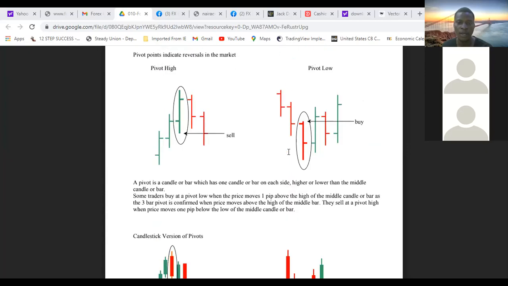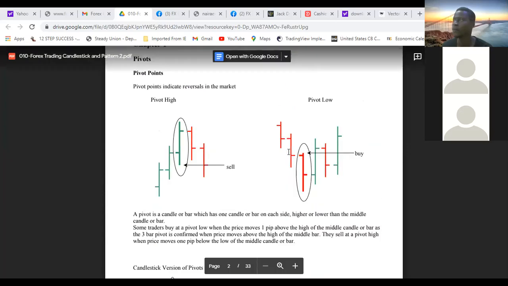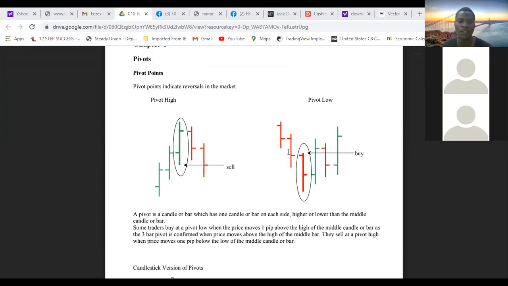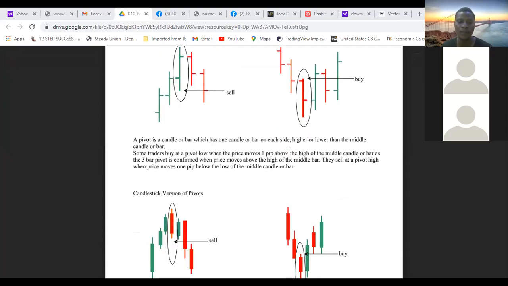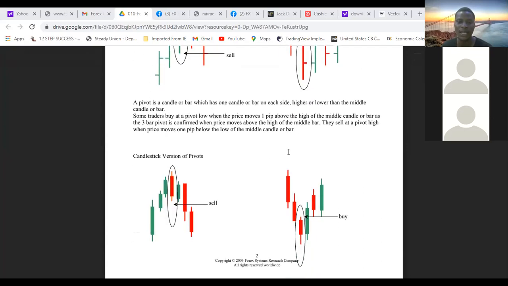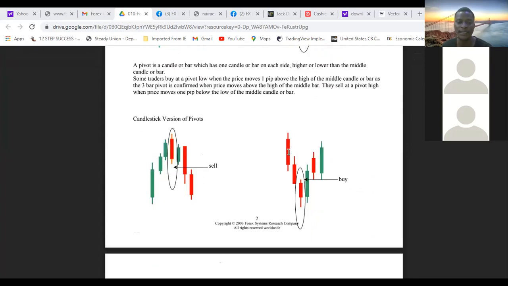Also, pivot is like the middle. So you pick a high of the market, you look at the candlestick in the middle of the high of the market, and you calculate the highs and the lows. If you calculate the highs and the lows, you can deduce your first support, second support, and third support, then first resistance, second resistance, and third resistance.